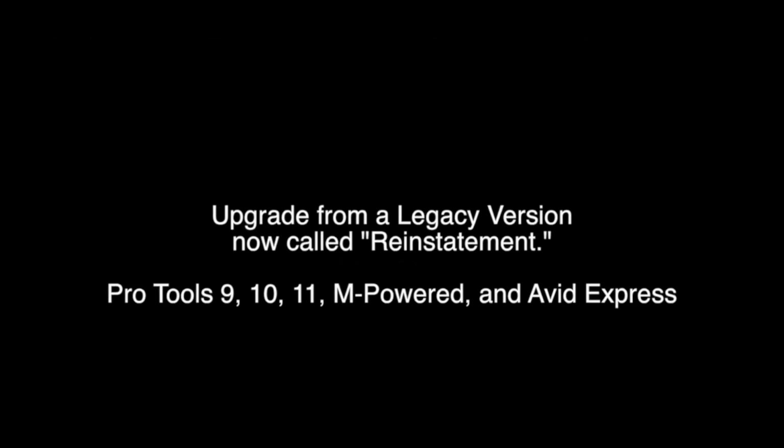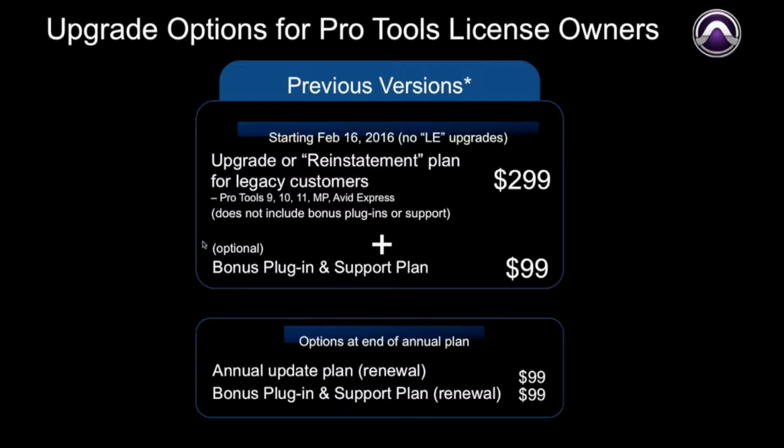We're calling it reinstatement now instead of an upgrade because it's confusing when you have an upgrade plan. It's the upgrades or the dot releases, so reinstatement is the term. And it's $299, and it comes again with 9, 10, 11, M-Powered, Avid Express, and does not include Pro Tools LE. So if you have Pro Tools LE, you need to either purchase the $599 perpetual SKU or the $299 subscription SKU. There's no way to upgrade any longer from Pro Tools LE.